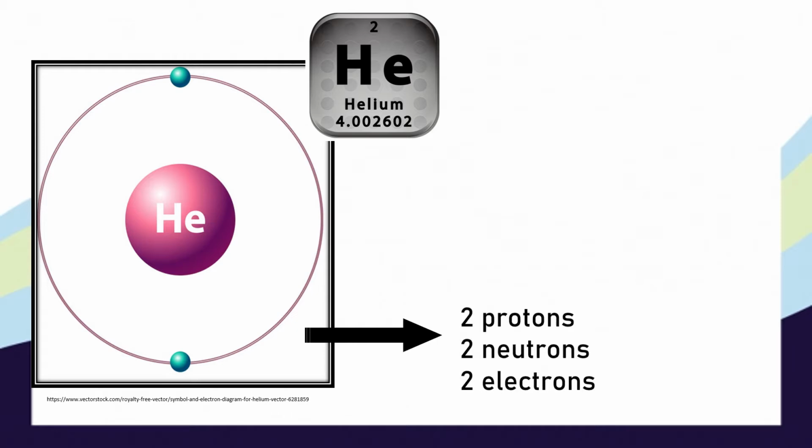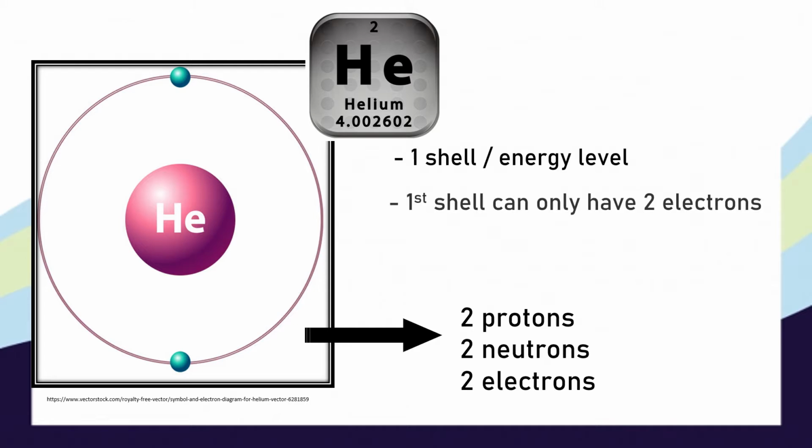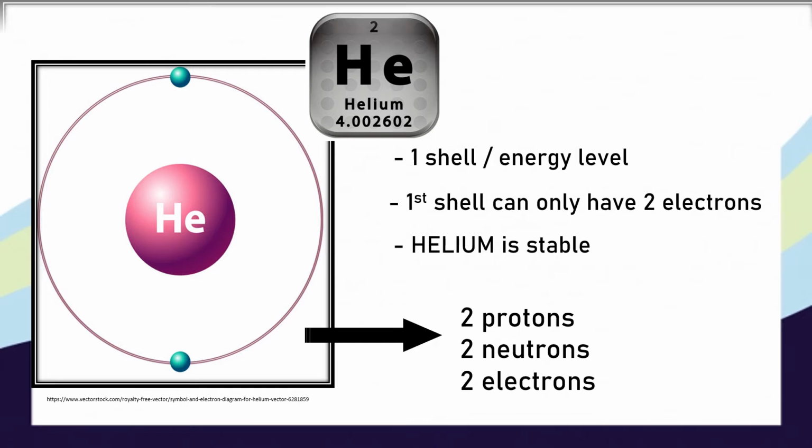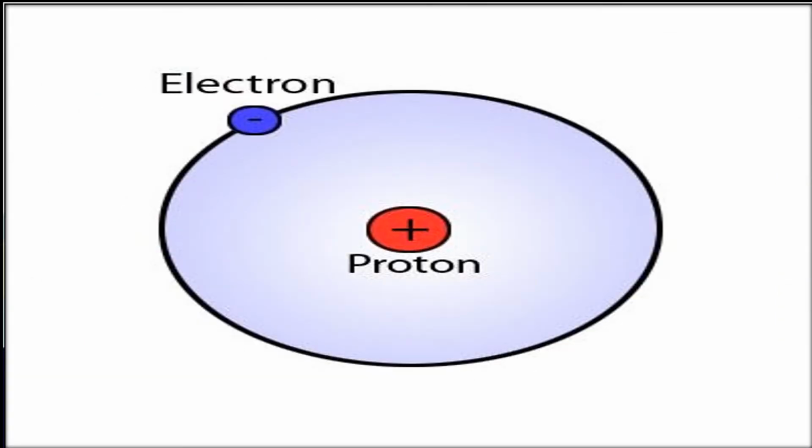Helium has only one shell or energy level, and we can see it is full because the first shell can only have 2 electrons. So therefore, helium is stable and there's no naturally occurring compound that contains helium. Unlike hydrogen, which also has one ring or shell, but it is chemically reactive. Hydrogen is chemically reactive.